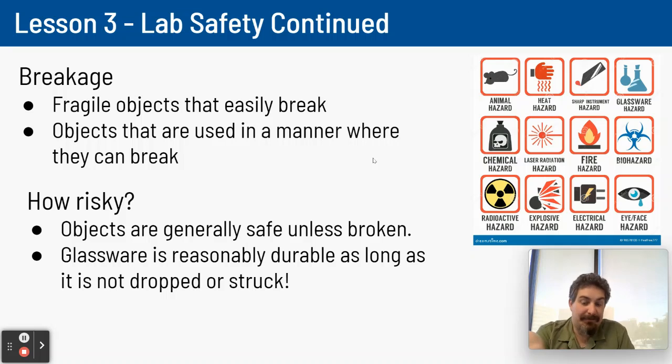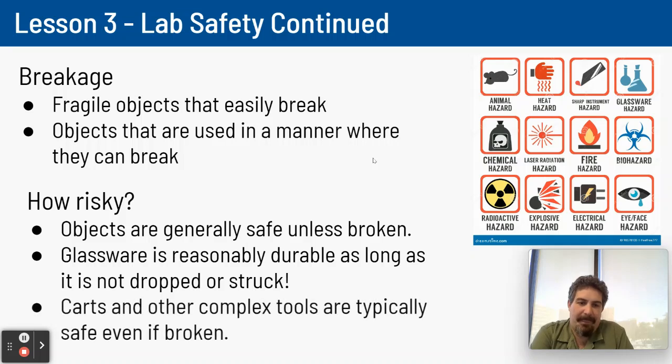Glassware tends to be reasonably durable as long as you don't drop it or hit it with something, right? We use glass not because it's so fragile that if anything happens, it instantly breaks, but you need to be careful that you don't cause it to break. Now, tools that are complex and that you could potentially break, like say a scale, tend to stay safe even when broken. Unless you're really trying to destroy it, it's hard to break it in a way that causes it to be more dangerous.